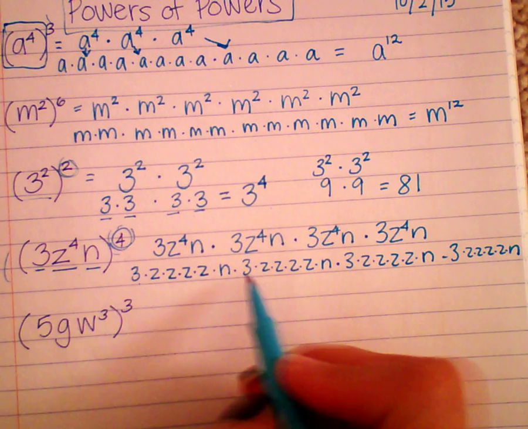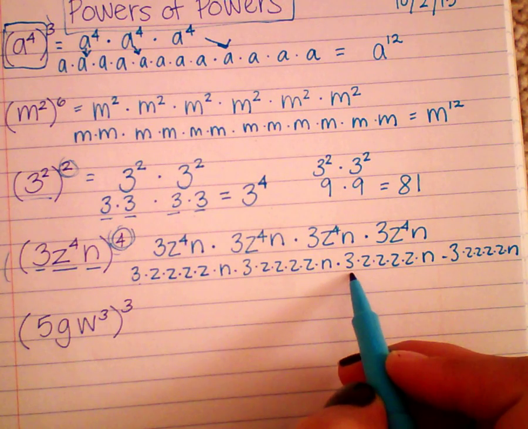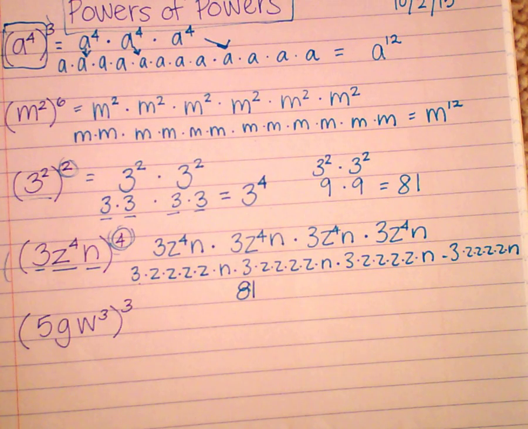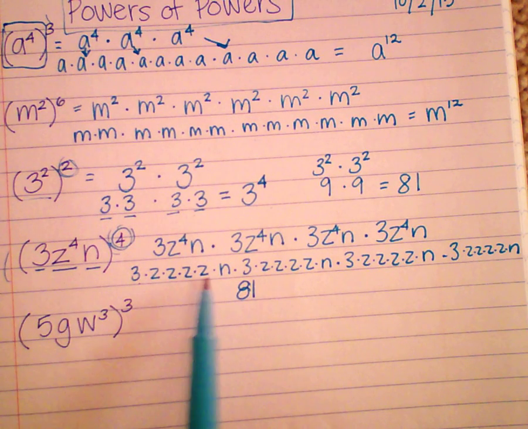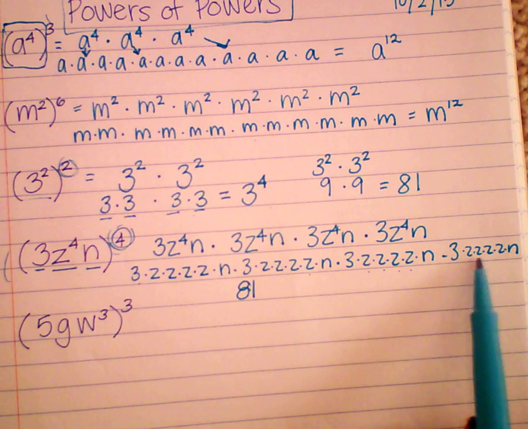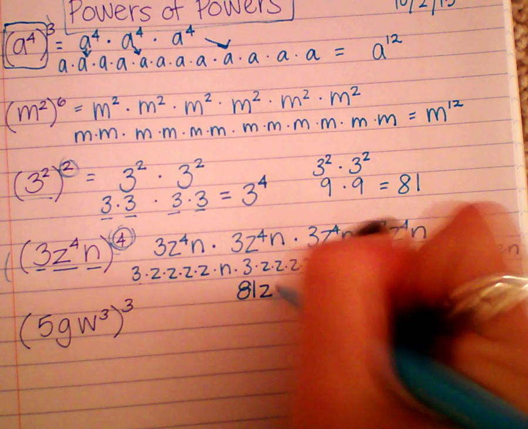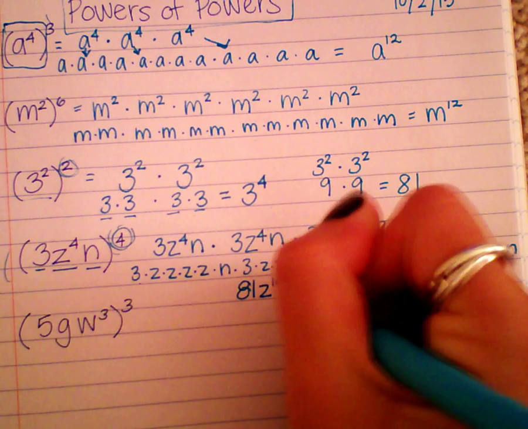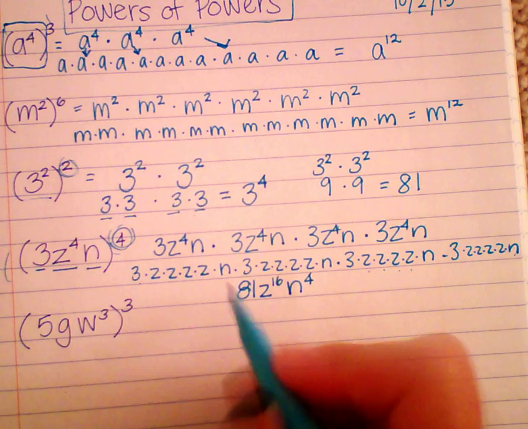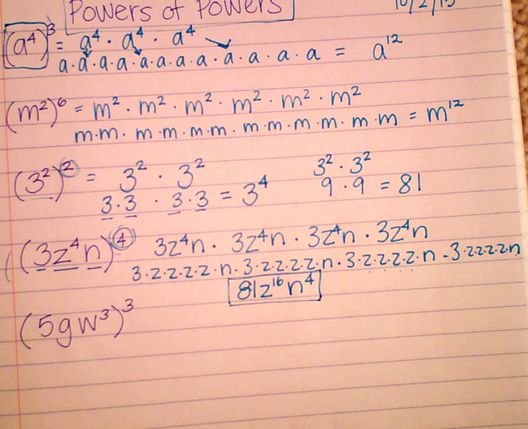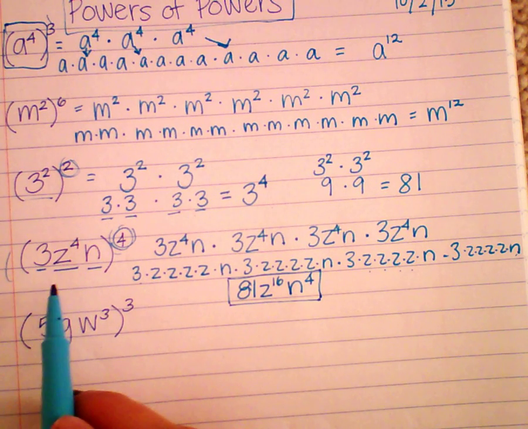3 times 3 is 9, times 3 is 27, times 3 is 81. So all of my actual numbers I can combine to 81. I'm left with 1, 2, 3, 4, 5, 6, 7, 8, 9, 10, 11, 12, 13, 14, 15, 16 z's, so z to the 16th, and 1, 2, 3, 4 n, so n to the 4th. And this would be the simplified version of this if I do my powers to powers.